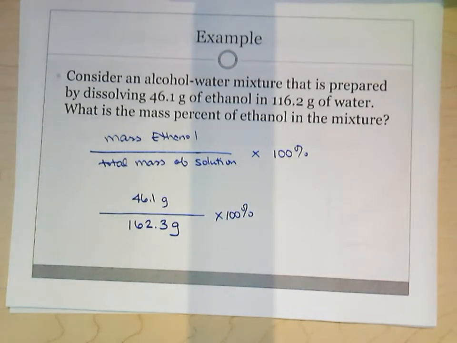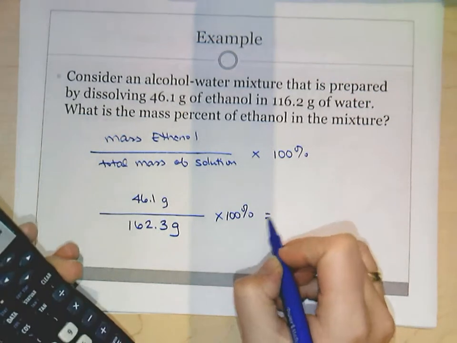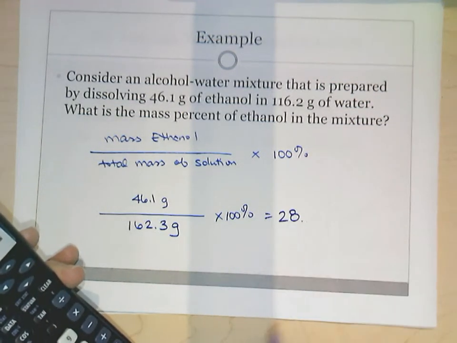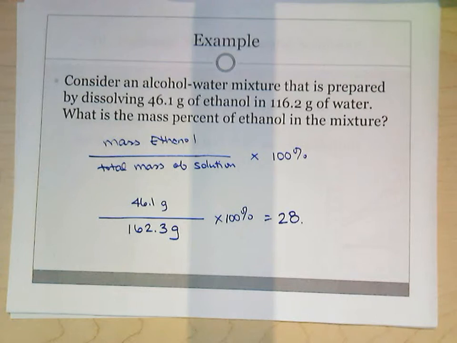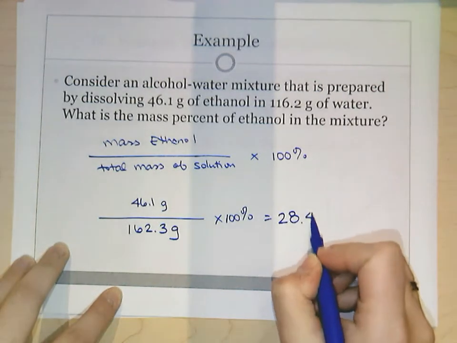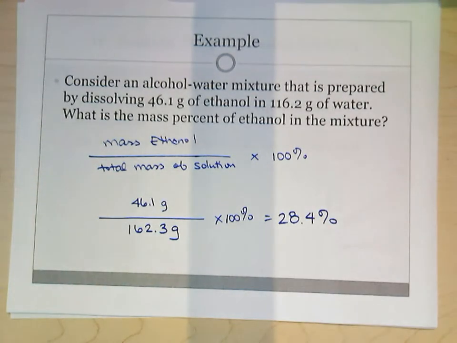Times 100%. So 46.1 divided by 162.3 times 100. How many significant figures do I get to have in this problem? 3 total, which means how many decimal places do I get? 1. Good, good warm-up problem. Some addition and division, and multiplication all together.